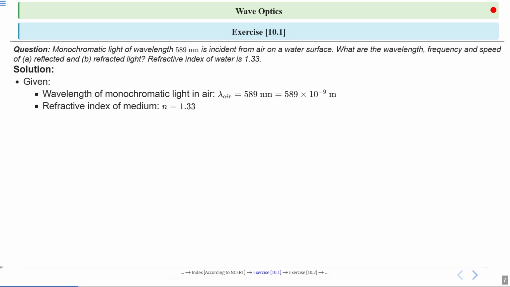Now the refractive index of the medium is given, which is n equal to, what is the medium here? Water. So the refractive index of the medium, or we can say water, is given as n equal to 1.33, and the refractive index of air, which is n air, is given. What is the refractive index of air? 1.